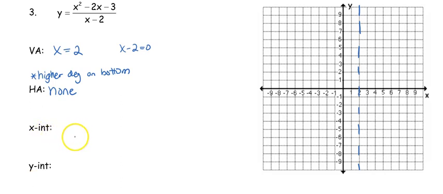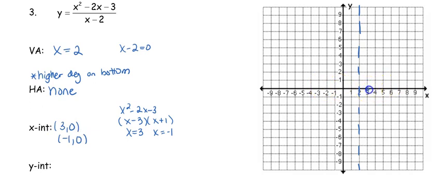When we're solving for the x-intercept, we're setting the numerator equal to 0. So we've got x squared minus 2x minus 3. When we are solving a quadratic, we know a whole lot of ways to solve quadratics. The fastest way is always to use factoring if possible, which in this case we can, giving us a solution where x equals 3 and x equals negative 1. Therefore, our x-intercepts are (3, 0) and (-1, 0).